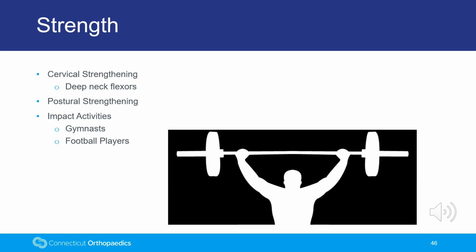Strength training should be included when treating concussions. This should include strengthening of the deep neck flexors to potentially help prevention of a concussion in the future, as well as postural strengthening and impact-based activities. The impact-based activities are important for sport-specific training. This allows the athlete to practice potential conditions, drills, or contact that they may face upon return to their sport, such as a gymnast landing from a flip or a football player being hit on the field.